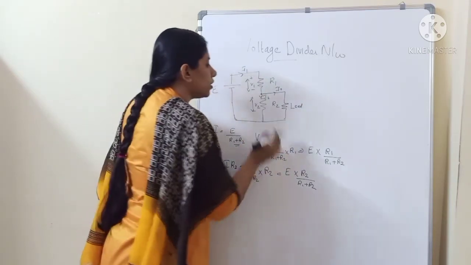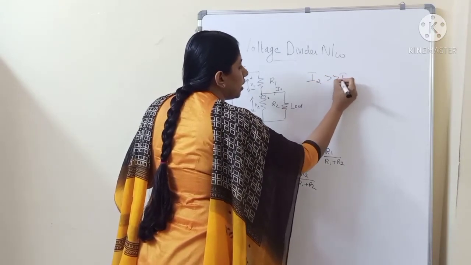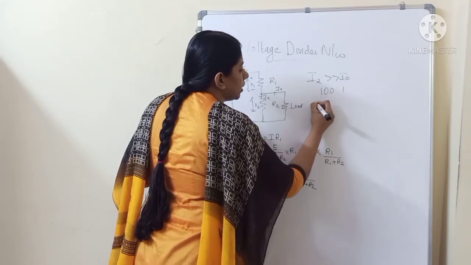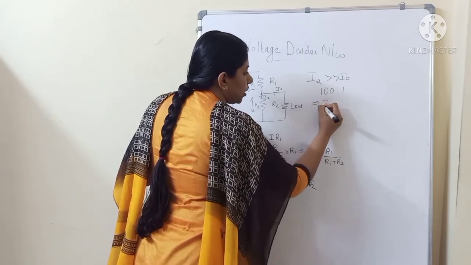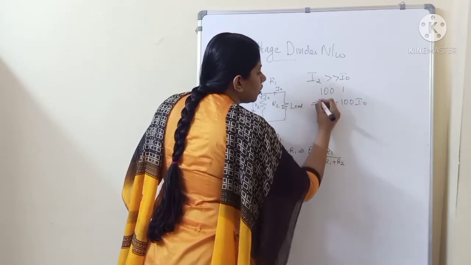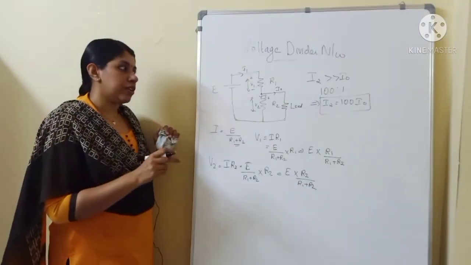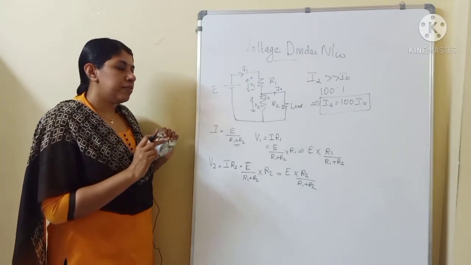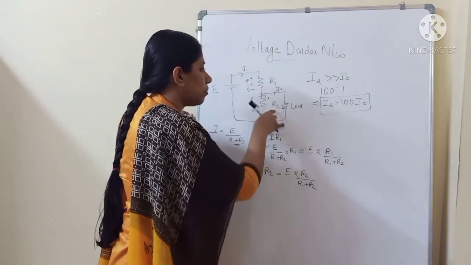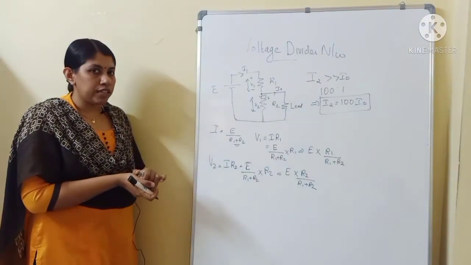So what we will do is assume that the current I2 is very much greater than I0, and usually it is assumed to be in the ratio 100:1. That is, I2 is almost 100 times I0. This is the basic assumption while we design a voltage divider network. When you assume that I2 is very much greater than I0, I0 can be ignored, and we can apply the basic rule for solving the network.